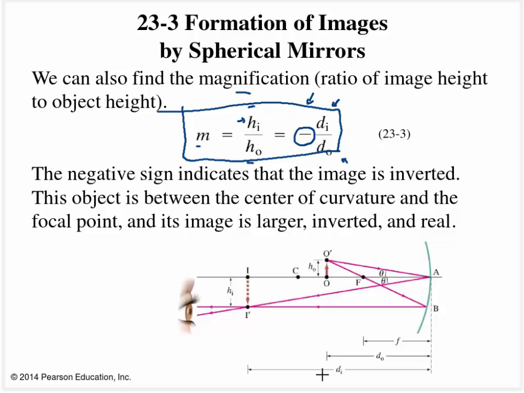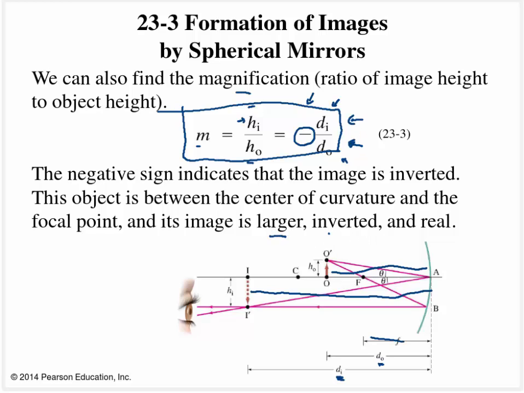Let's take a look at this here. Here we have the image distance. That's the distance between the image and the surface of the mirror. Here we have the object distance. That's the distance between the object and the center of the mirror. Of course, we have our focal length too. The image distance is going to be larger than the object distance, so the ratio is going to be larger than 1. So the image is going to be larger.